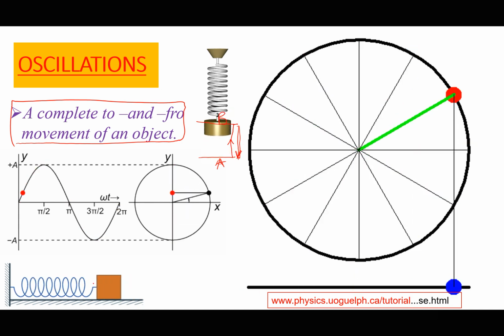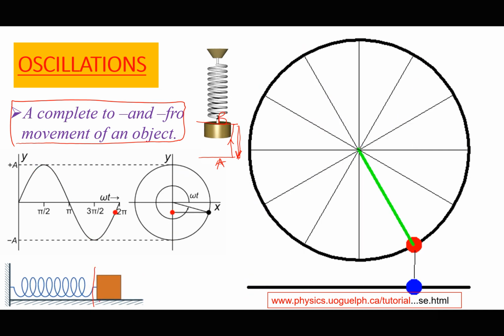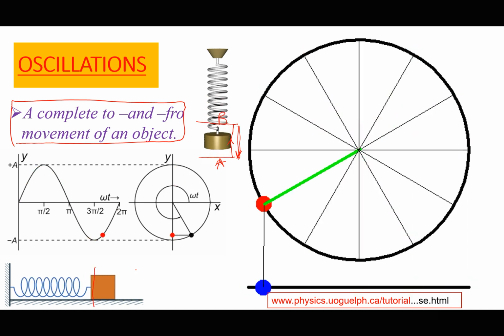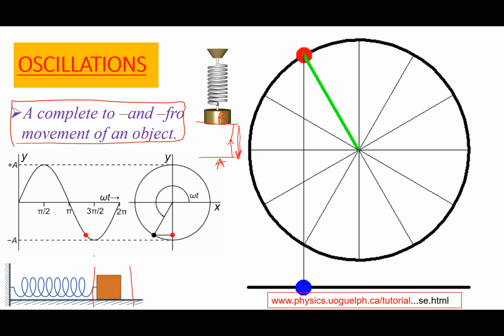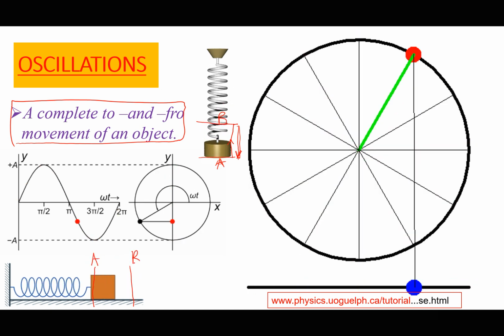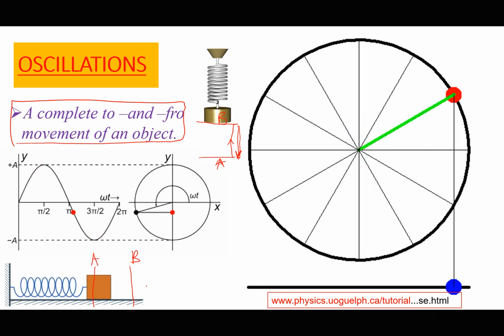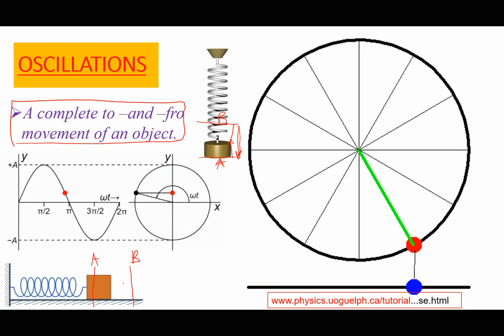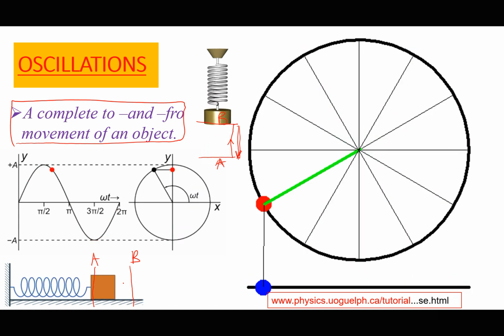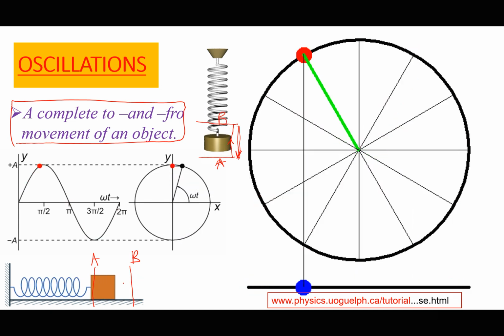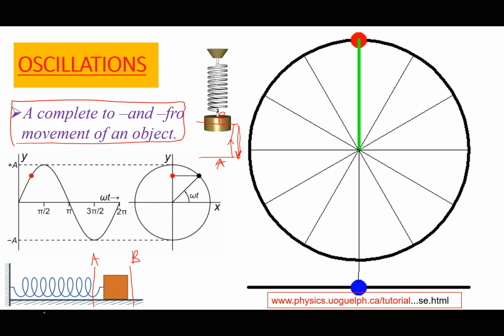Similarly, in this animation here, if we start from this point, A, and move to the other point, B, the moment we move from A to B and back to A, that is considered to be a complete oscillation. So that is a complete to and fro movement of an object. That's what we call an oscillation.